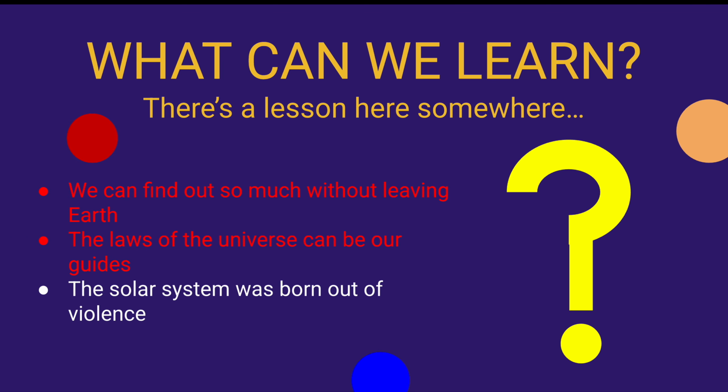What can we learn from all of this? There's a lesson here somewhere, but what is it? Well, the three main things that I learned are these. 1, we can find out so much about our huge universe without leaving Earth. Number 2, the laws of the universe, science, physics, astronomy, chemistry, can be our guides and tell us so much. And 3, the solar system was born out of violence. The early solar system was a very chaotic place with many bumps and collisions that eventually shaped our relatively calm and peaceful solar system.